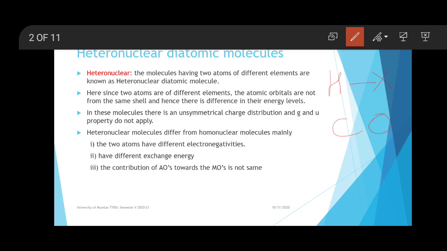In these molecules, there are unsymmetrical charge distributions because of the difference in electronegativity. So there are two important factors: one is the different electronegativity of the two atoms, and second is the change in energies of the atomic orbitals, and also the contribution of atomic orbitals toward the formation of molecular orbitals is different. All these factors play an important role in constructing the MO diagram for heteronuclear diatomic molecules.